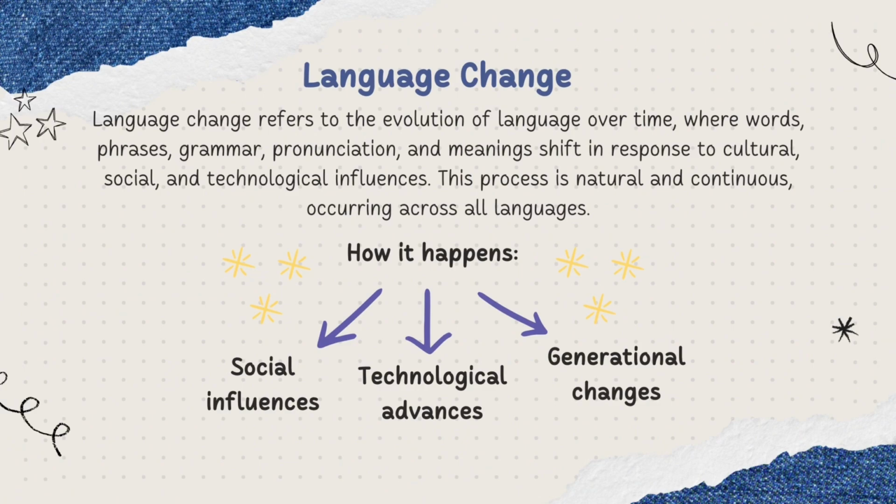Language change. Language change refers to the evolution of language over time, where words, phrases, grammar, pronunciation, and meanings shift in response to cultural, social, and technological influences. This process is natural and continuous, occurring across all languages.